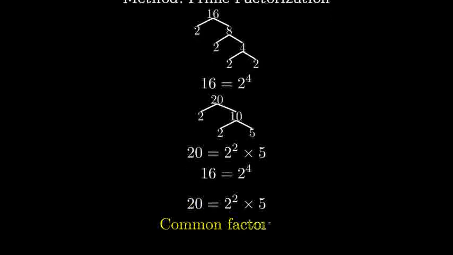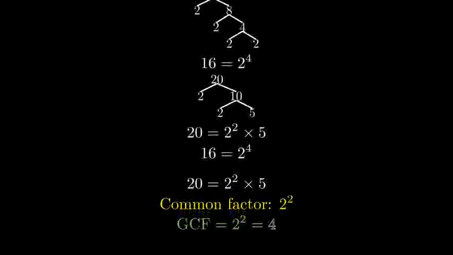In 16, 2 appears to the fourth power, and in 20, 2 appears squared. Since we need to use the lowest power, we'll use 2 squared. Therefore, the greatest common factor is 2 squared, which equals 4.